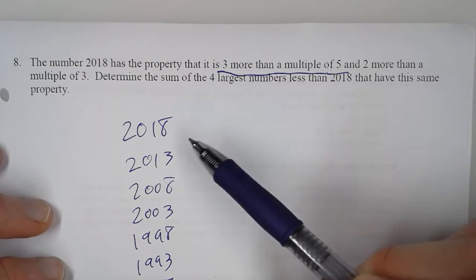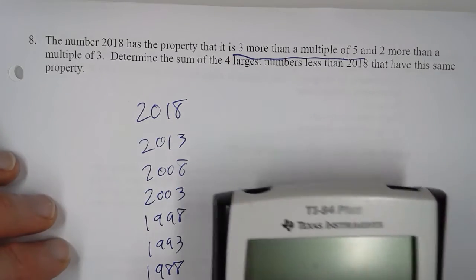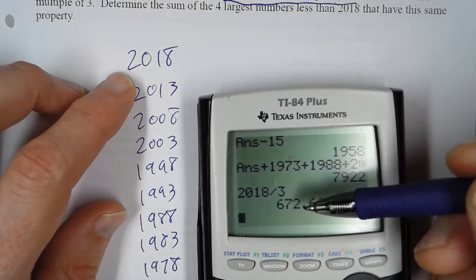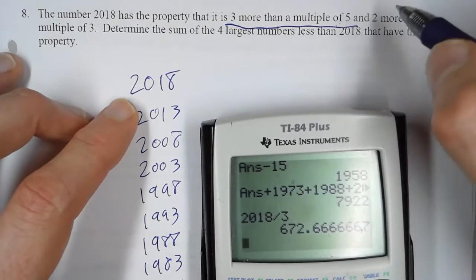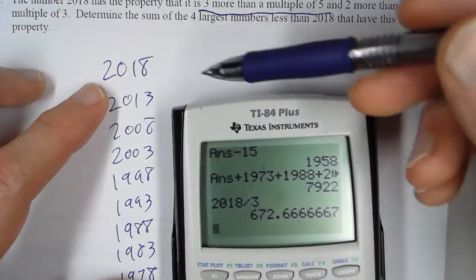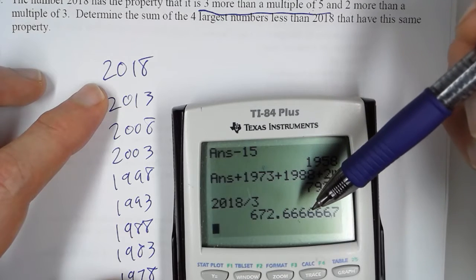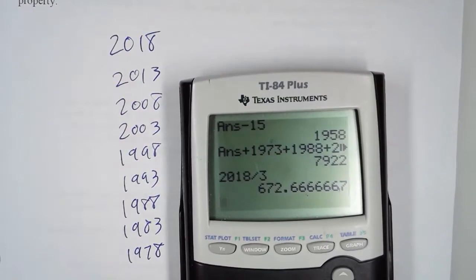But then we want to say, all right, which of these numbers has this property: 2 more than a multiple of 3. Now, one way to tell that is, if I take 2018 and divide by 3, I get 672.6 repeating. Now, 0.6 repeating is 2/3, and that's where the 2 more than comes from. So I'm going to divide these numbers by 3 and see if I get that same remainder. Because if I get the same remainder, that means it's 2 more than whatever multiple of 3 I'm finding.